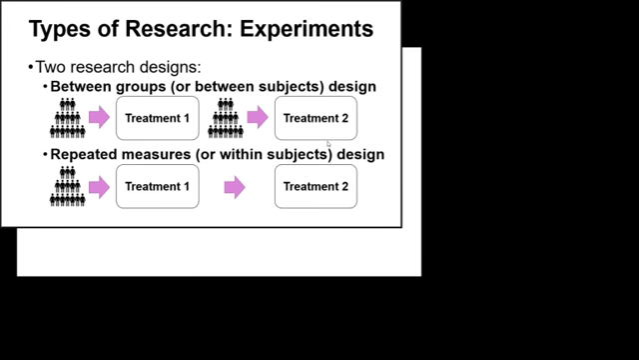In our between groups, we have group 1, they receive treatment 1. Group 2 receives treatment 2. We compare the group averages. Repeated measures, we have one group and only one group. And they'd receive treatment 1 first, and then they'd receive treatment 2. So whether that's experimental and then control, or control and then experimental, that'll depend on your setup.